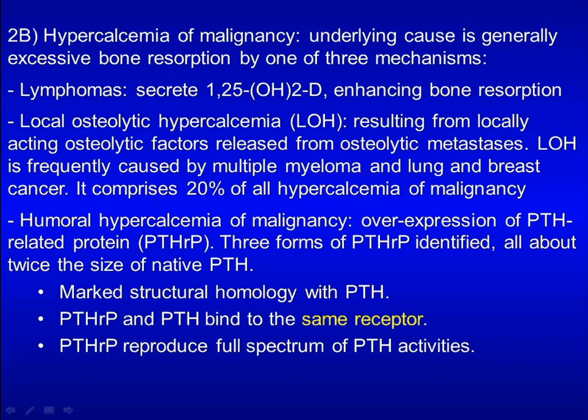Third is humoral hypercalcemia of malignancy. It is caused by overexpression of PTH-related protein. These proteins have marked structural homology with PTH. PTH-related protein and PTH bind to the same receptor. PTH-related proteins reproduce full spectrum of PTH activities.